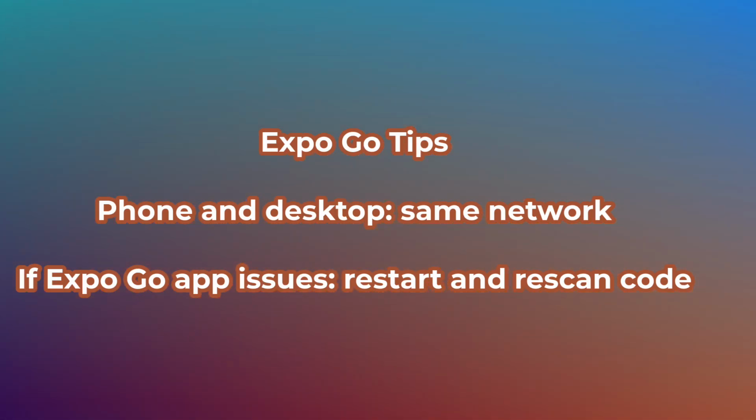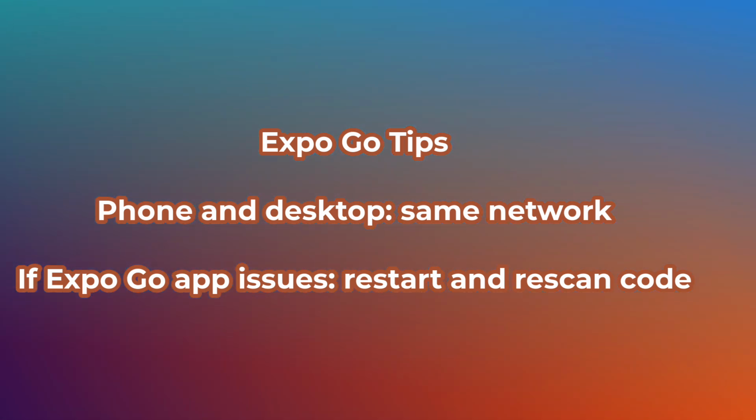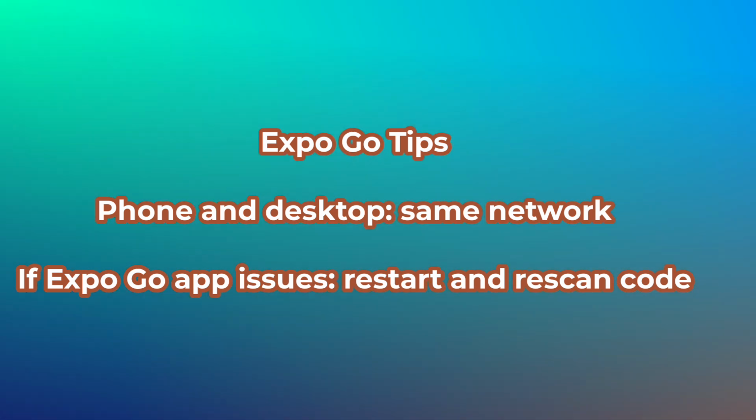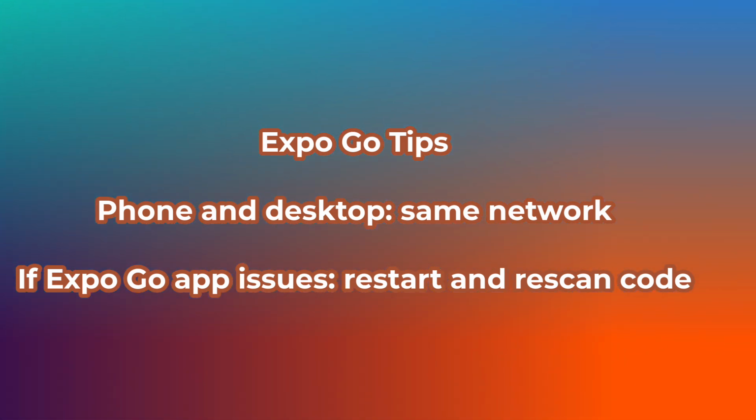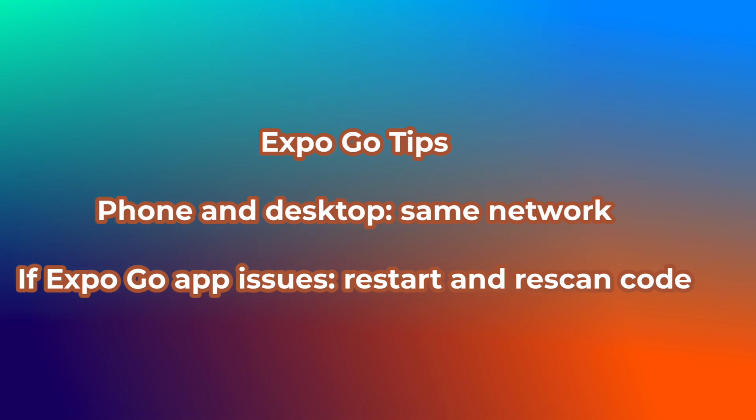Now, a couple of notes regarding the use of Expo Go app on your mobile phone that I've noticed. First, make sure your phone's connected to the same Wi-Fi network as the computer where you're doing your development. And second, if at any point the Expo Go app loses connectivity to the app running on your desktop, restart Expo Go and rescan the QR code. At least so far, this has worked for me on my Android phone.